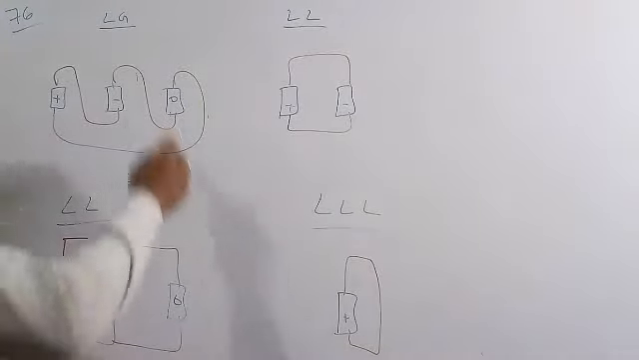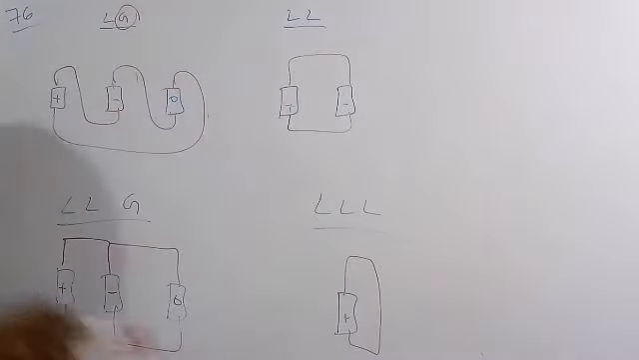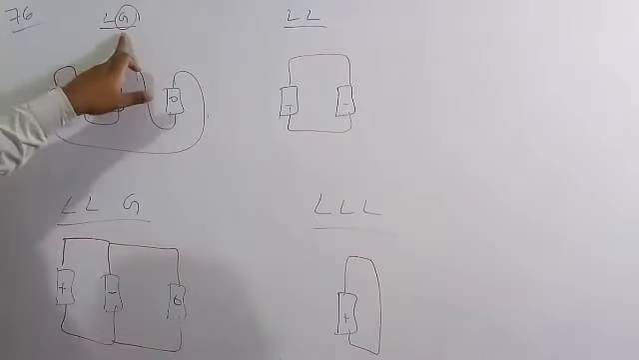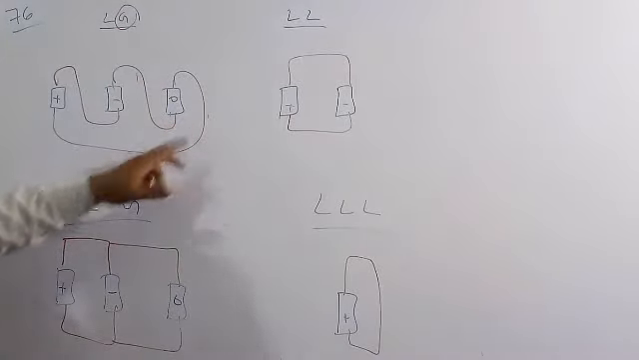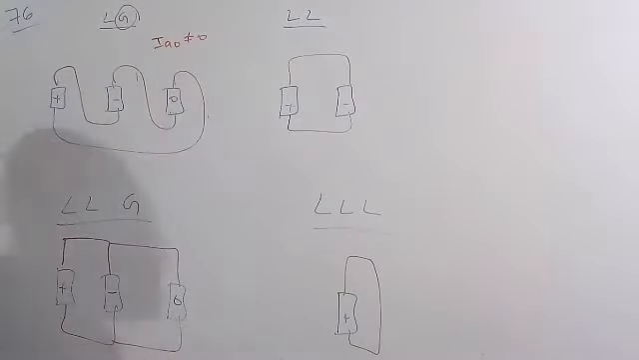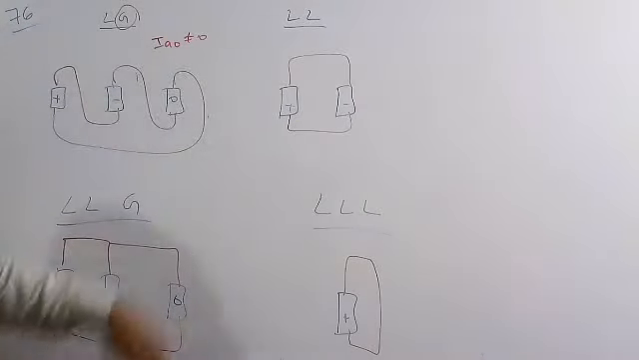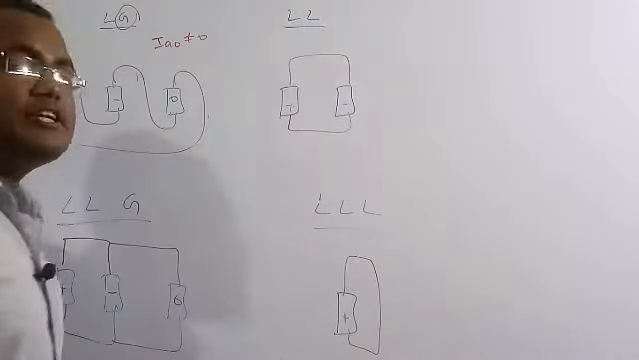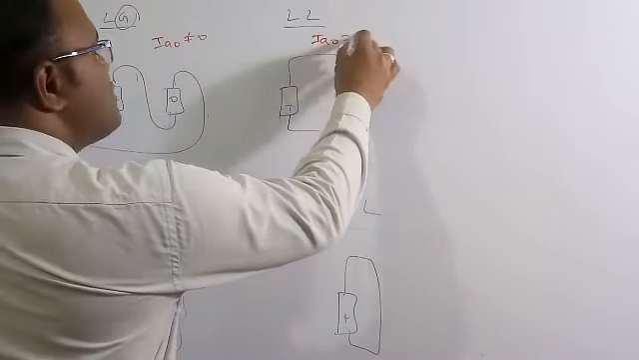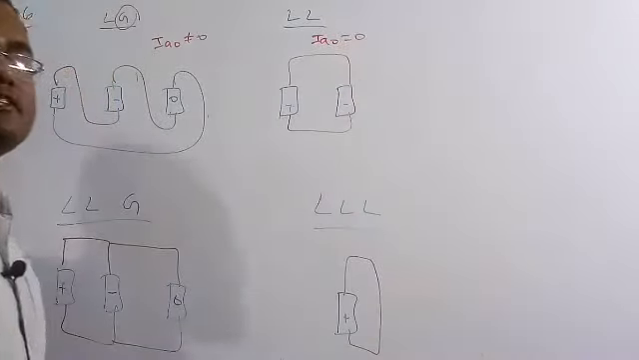And one more interesting point is, whenever there is a ground, there will always be zero sequence current. Whenever there is a ground, the zero sequence current is not equal to zero. But for LL, the ground is absent. So whenever the ground is absent, IA0 is equal to zero. That is the reason there is no zero sequence network also.